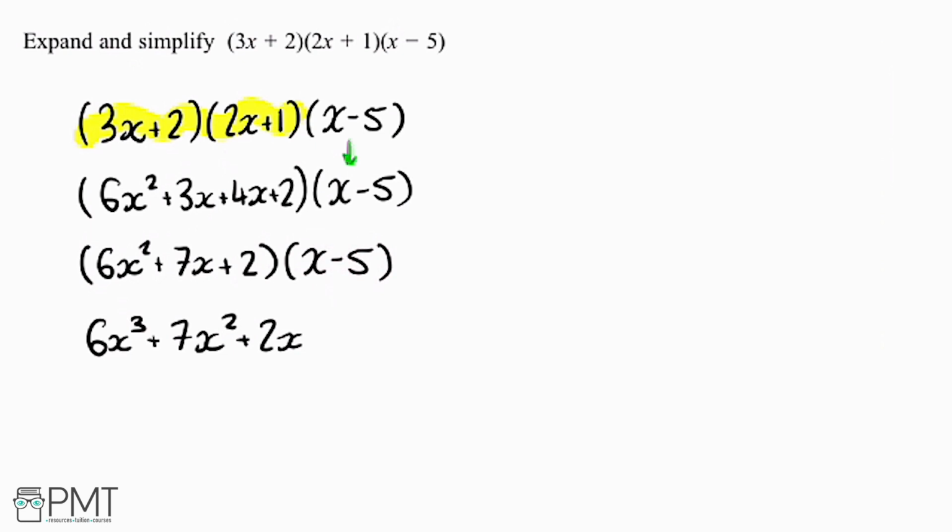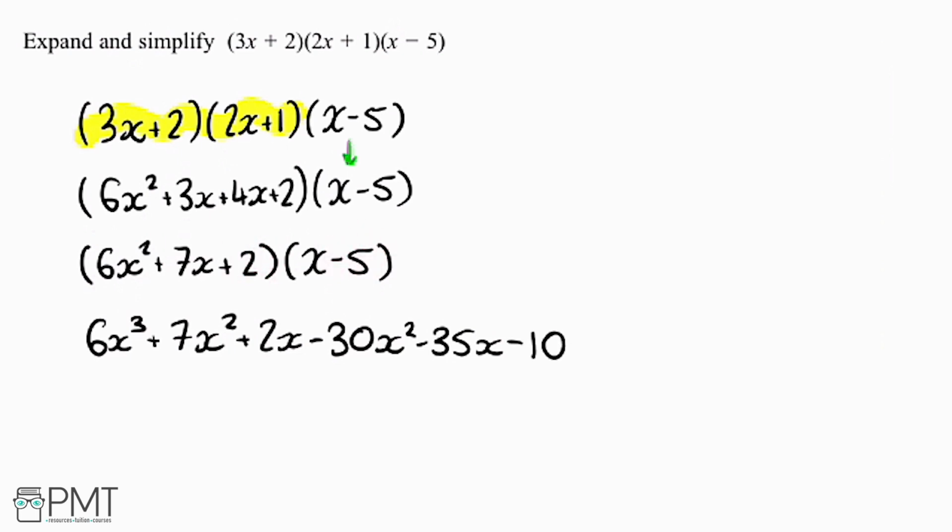So minus 5 multiplied by 6x squared should give us, minus 5 times 6 is minus 30, and we've got the x squared as well. Minus 5 times 7x here, minus 5 times 7 is minus 35, and we've got an x there as well. And then the constant terms at the end, 2 times minus 5, giving us minus 10.